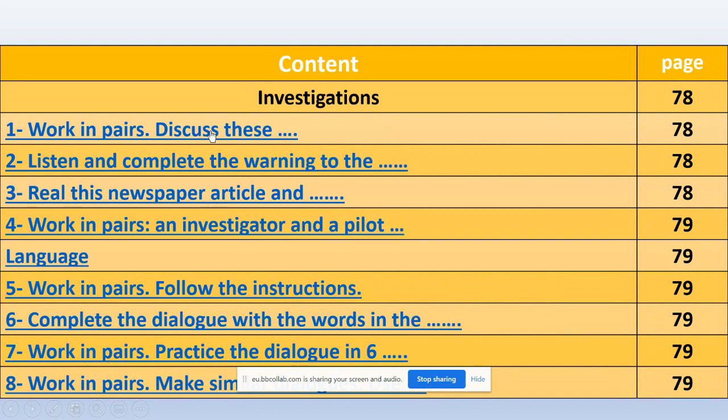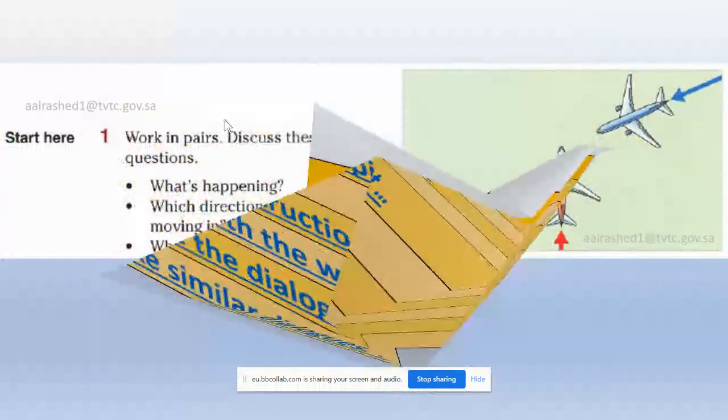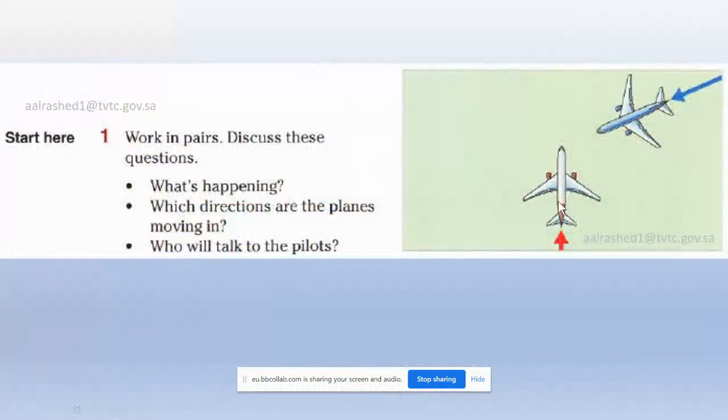Let's see the first activity. We have a picture of two planes, or airplanes. The red one is moving forward, and there is another one going to the west. The first question says, what is happening? You can see the -ing form, something happening at the moment of speaking.